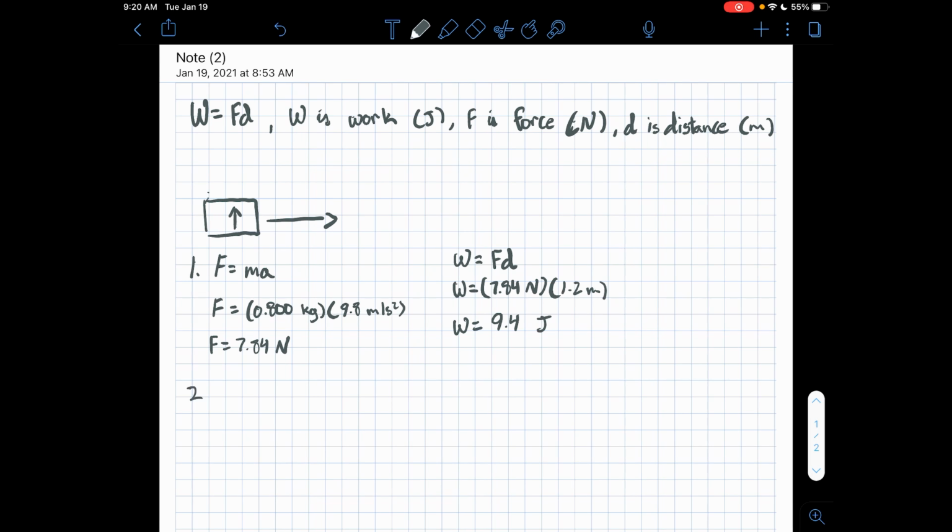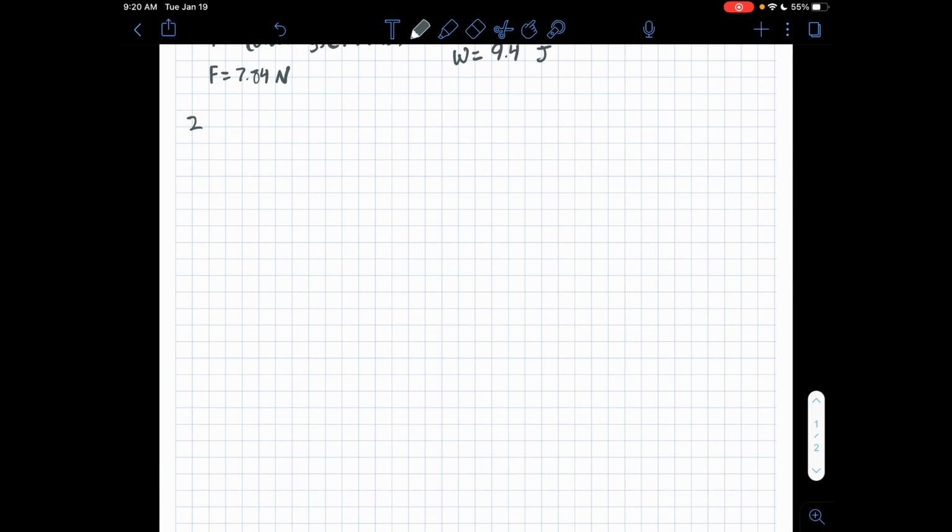Now let's do question 2. How much work is done when there is 750 newtons required to push a car 25 meters down the road? Take some time to do that. This is a much easier one.